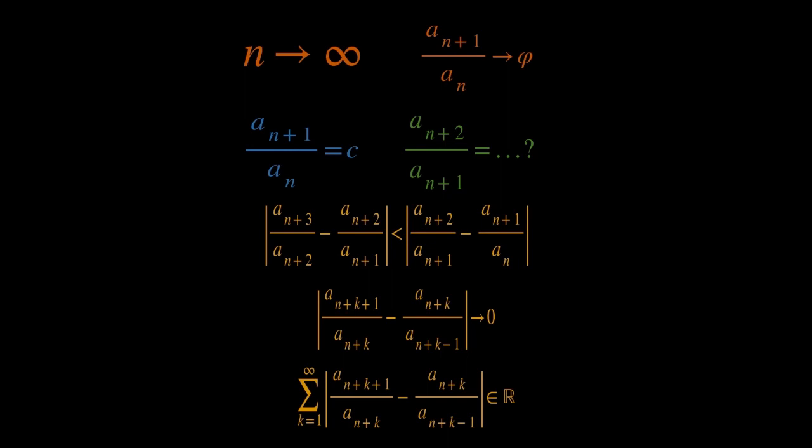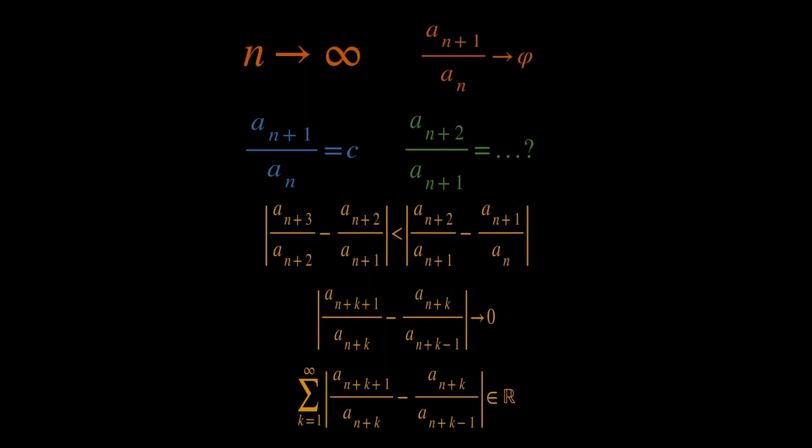Now, what do we mean by the first condition? Well, we mean that if we choose a certain number n and we see the difference between the quotients a sub n plus 3 over a sub n plus 2 and a sub n plus 2 over a sub n plus 1, it will be a smaller difference than the previous difference between the preceding two quotients, meaning that the error term gets smaller and smaller as k gets larger.